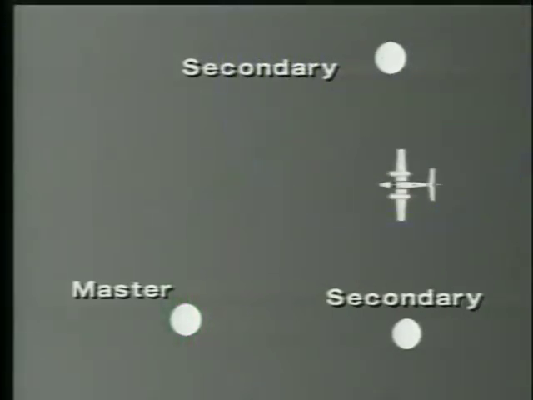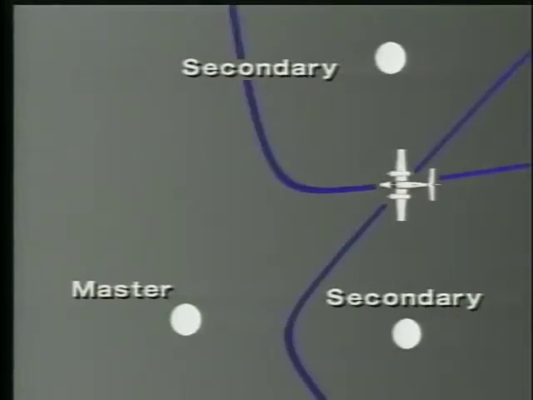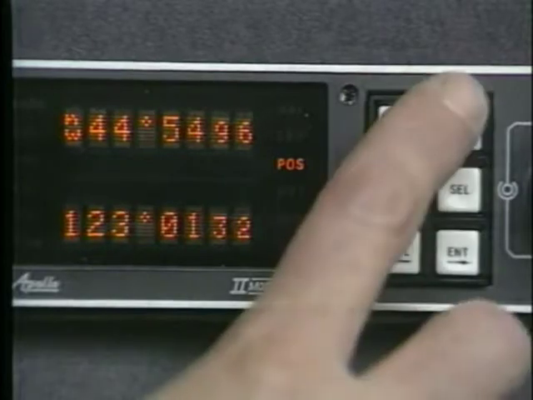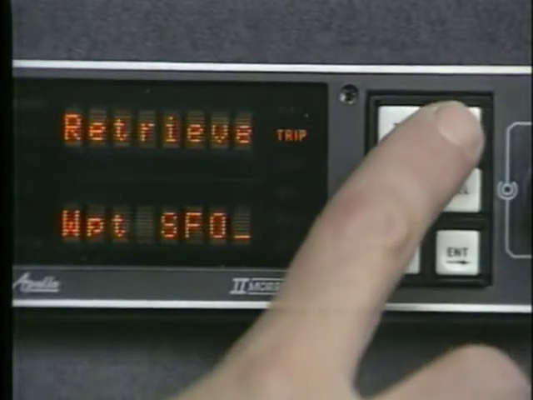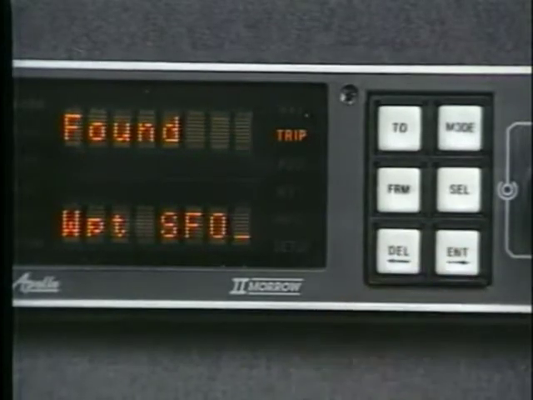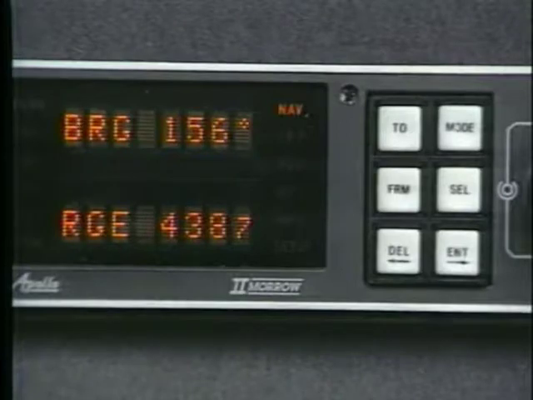A LORAN receiver in the aircraft determines your position by measuring the time difference between the receipt of the master pulse and that of the secondary stations. Your position is then translated into latitude and longitude values and displayed on the receiver. After you enter the destination, the receiver displays course and distance to the specified point. During the flight, it provides a continuous update of the information.